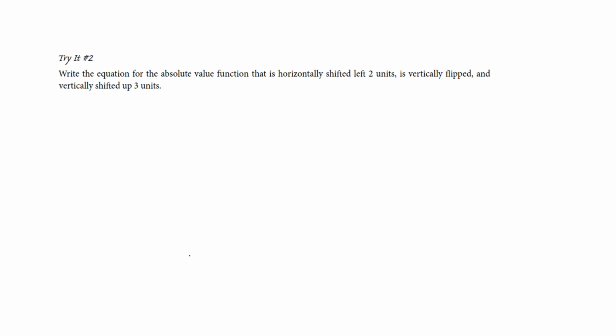Okay, now this turns into just basically the stuff we were doing in the previous sections with translations. There's really nothing else here. So my initial function is the absolute value of x. Now I'm shifting it to the left. That's addition of 2. Okay, what else we got? It's vertically flipped.